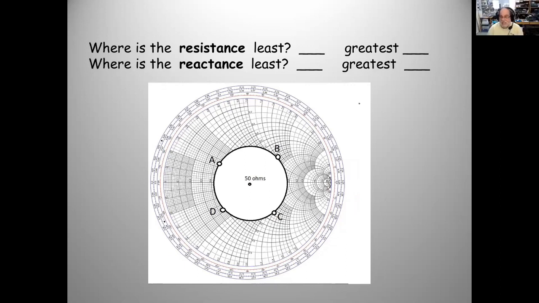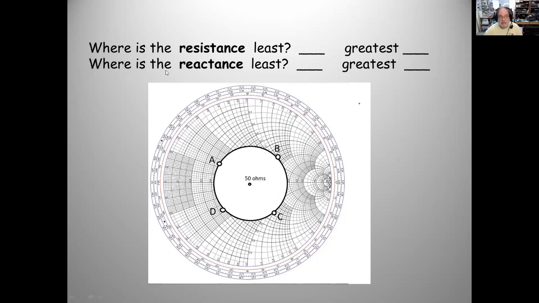The least resistance. So I want to be where on the Smith chart? A resistance is low, going towards zero. Towards the left, over there. So this is kind of crude, but it looks like A and D are pretty close to the same, right? So the least resistance is probably A and D. Where's the greatest resistance? B and C. They're over here.